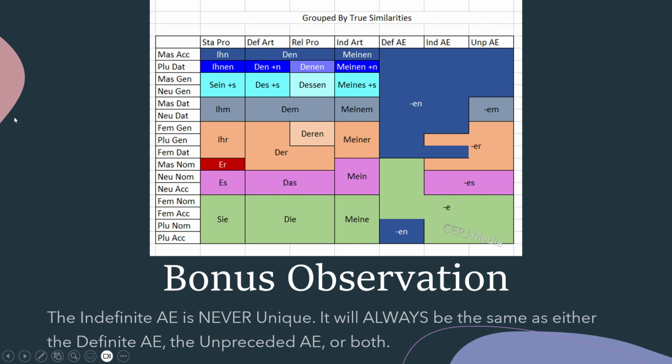Oh, and you like this little chart I made right here? This is a neat little chart. So we have der and mine, and you can see the elements of the different things creeping about, and you can see just how much EN there is. EN is everywhere in terms of adjective endings. If it's not EN, then it's probably E, but it could be EM, ER, or ES as well.